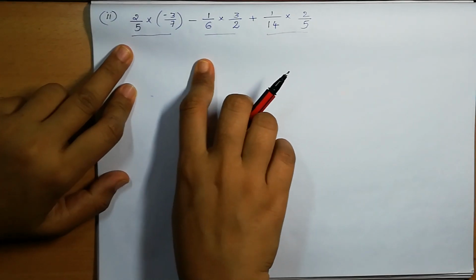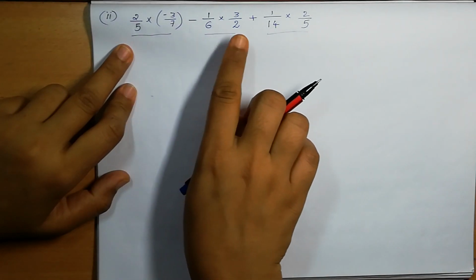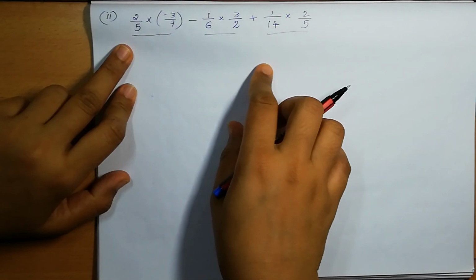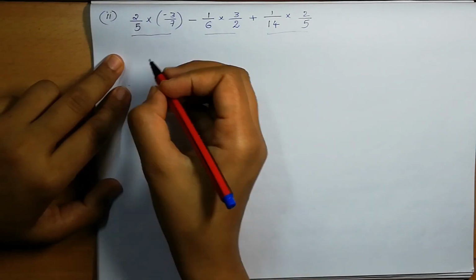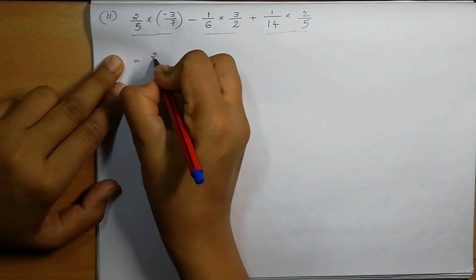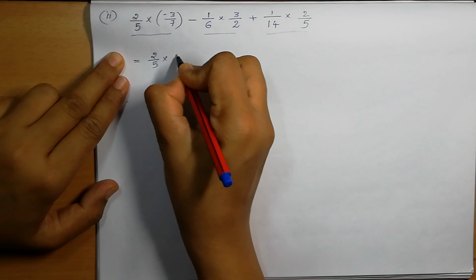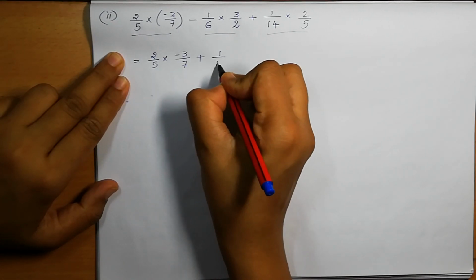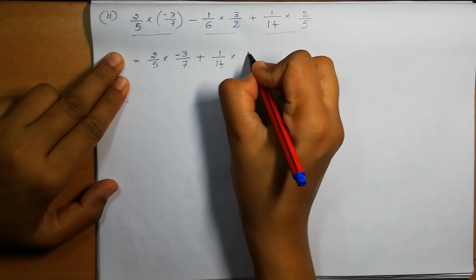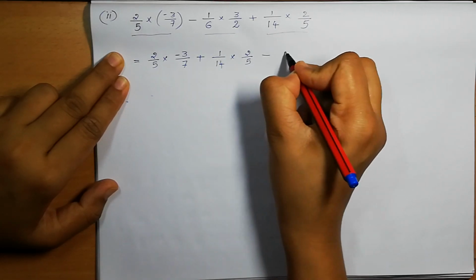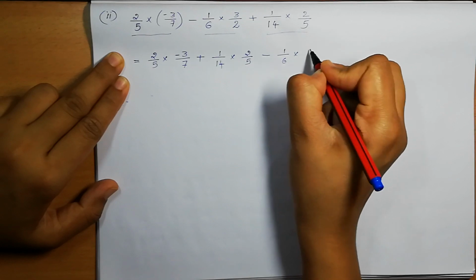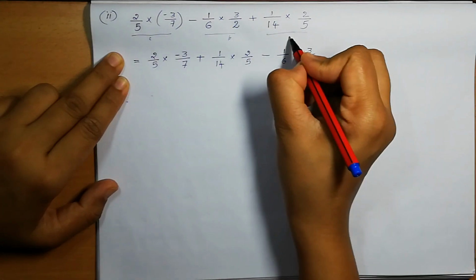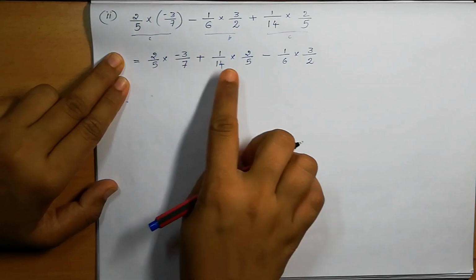So what is that property? This is in the form of A plus B plus C. So we are writing A and C together, correct? So that is which property? Associative property, correct? So this one we can write it as 2 by 5 into minus 3 by 7 plus 1 by 14 into 2 by 5 minus 1 by 6 into 3 by 2. This is A, this is B, this is C, means now this becomes A, C and B.